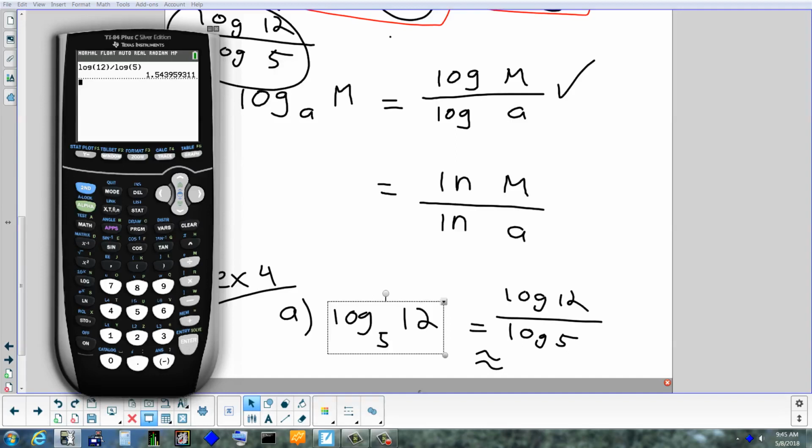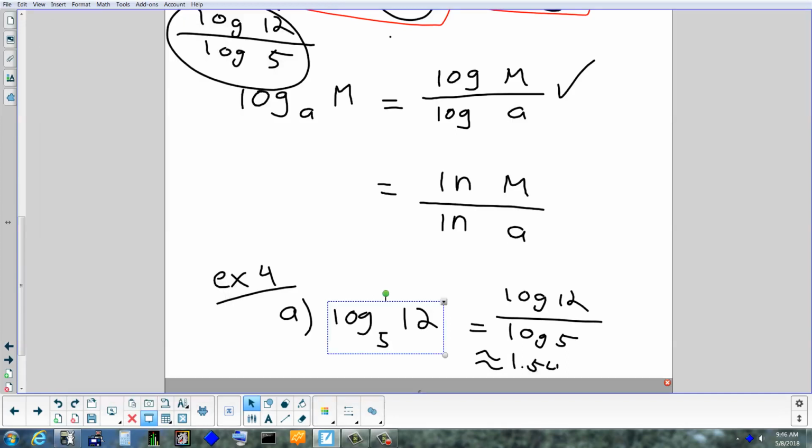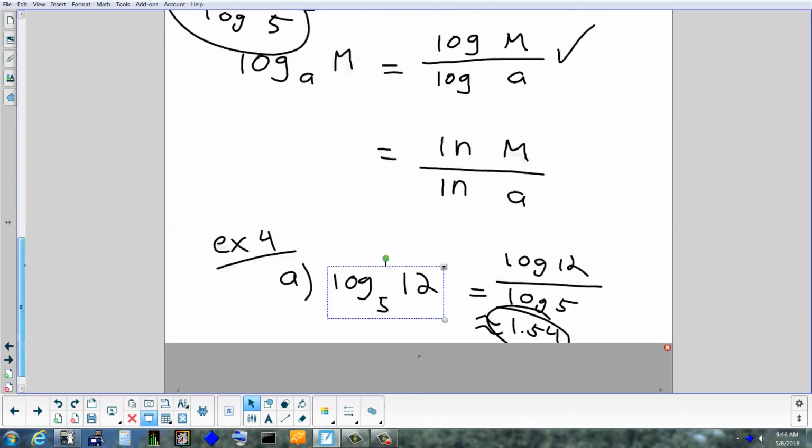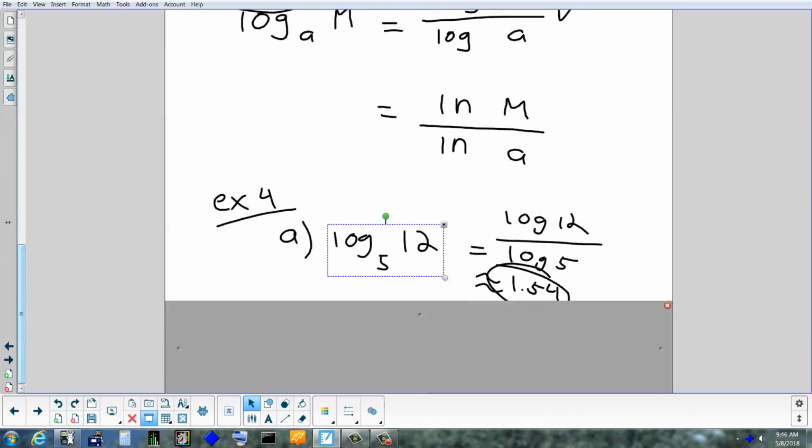1.54. Now, let's say you said, well, ln is the same thing. Yeah, it's the same thing. ln of 12 divided by ln of 5. You have to actually put divided by. So 1.54, 1.54. You get the same thing either way. Okay? I usually do it the top way. That's how I do it. Questions on that?